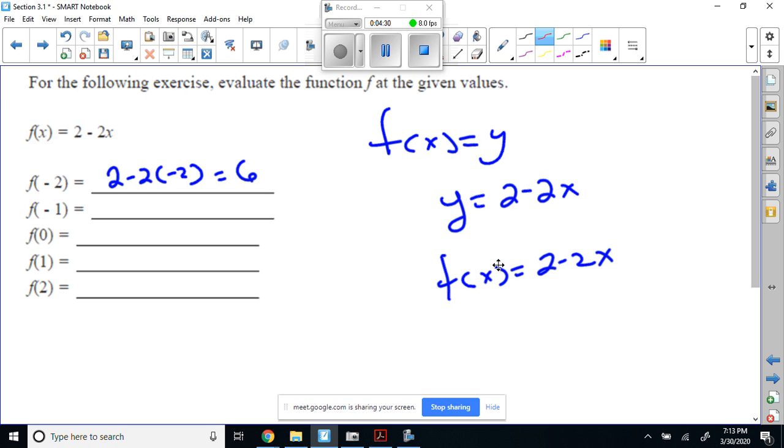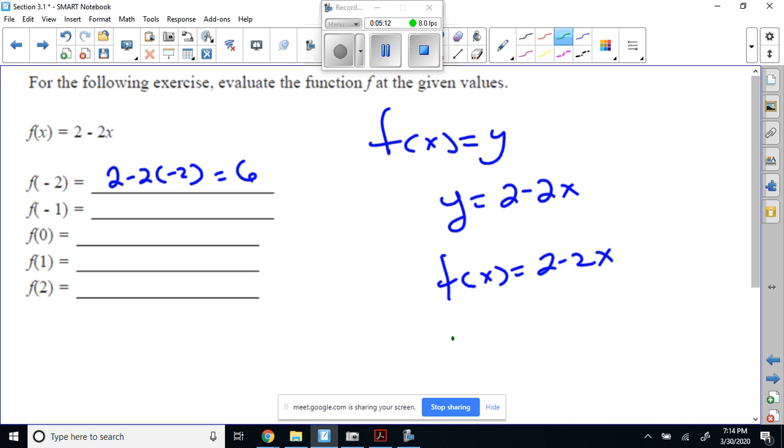So negative 2 times negative 2 is positive 4 plus 2 is 6, right? No, sir, it can't be 2 minus 4. I take the sign with the number. So that is negative 2 times negative 2, which is what? 4. 2 plus 4 is what? Punch it in your calculator.